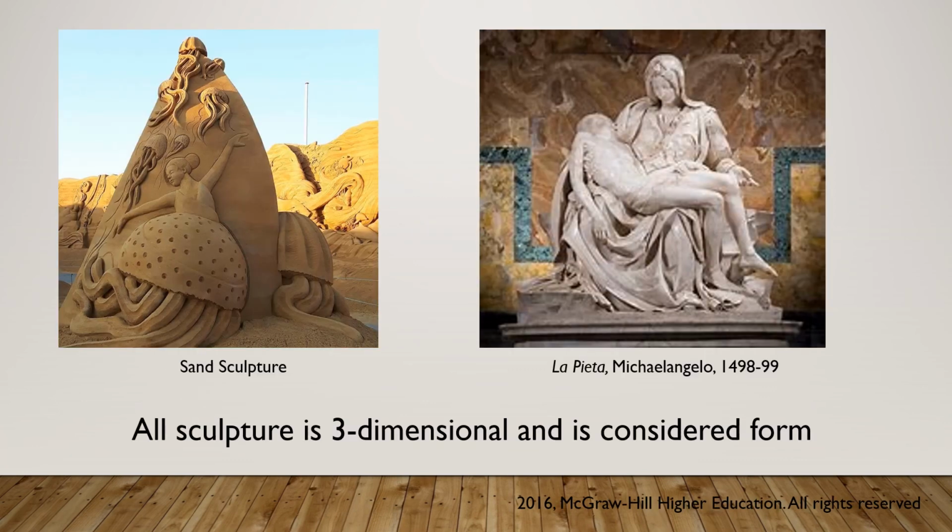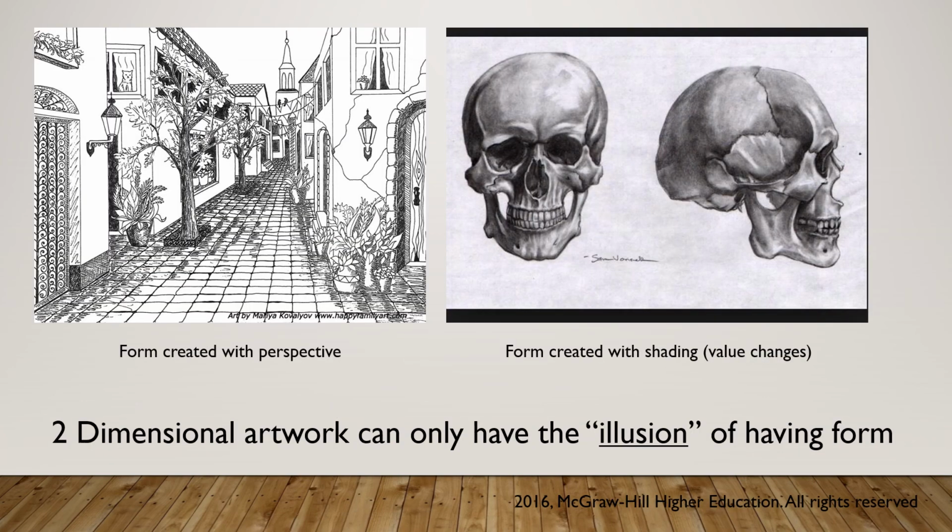Here we see sand sculptures, and we see a marble sculpture done by Michelangelo. All sculpture is three-dimensional. You can walk all the way around the artwork and you can see all different views of it. All sculpture is considered to be form. Two-dimensional artwork can only have the illusion of having form.